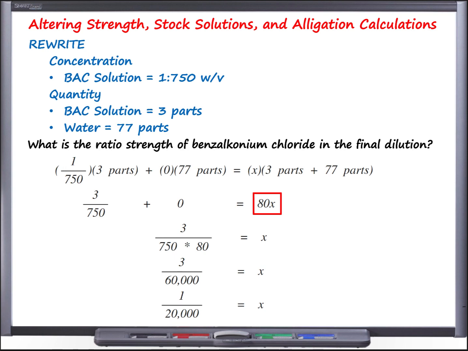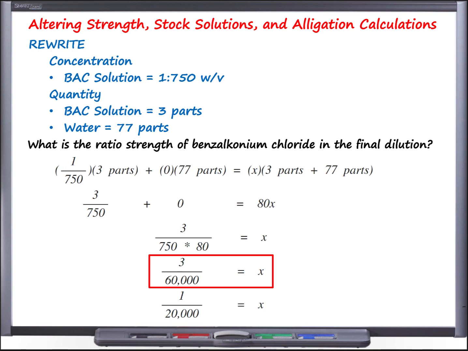Now to solve for x, we're going to divide both sides by 80 to get rid of the 80 with the x. So now on the right-hand side, I just have x since I divided both sides by 80. What I have on the left-hand side, combining the fractions, is 3 over 750 times 80. If we combine that by multiplying 750 times 80, you can see that's the same as expressing it as 3 divided by 60,000.